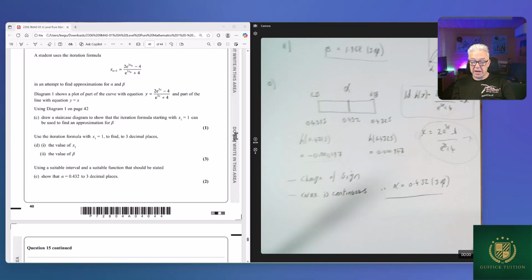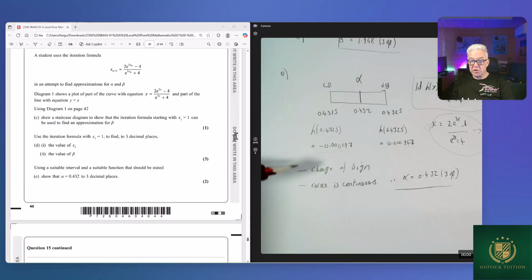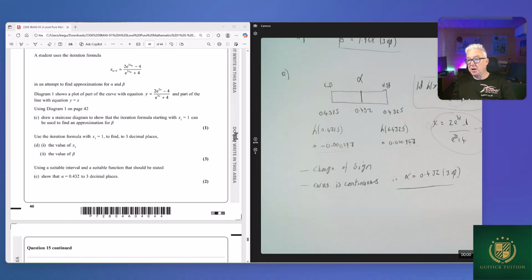So we need to write down our standard results. We've got a change of sign, okay, and the curve is continuous in that interval, so therefore alpha is indeed equal to 0.432, because we've demonstrated that we've got a change of sign between the upper and lower bound.